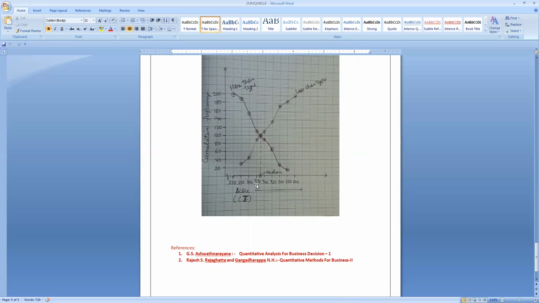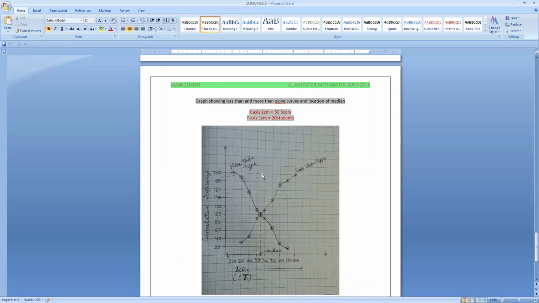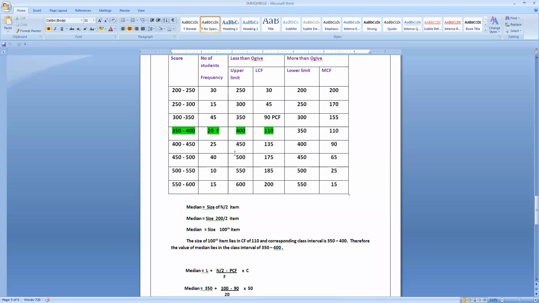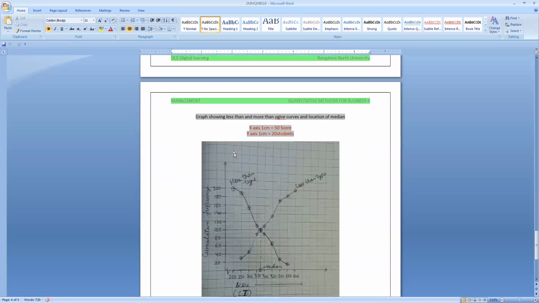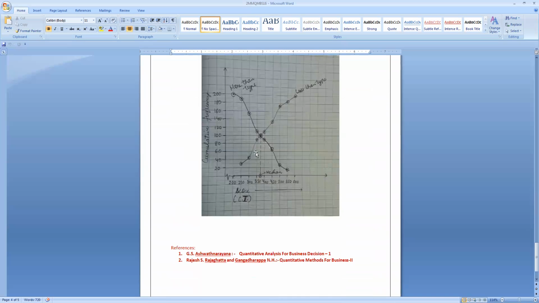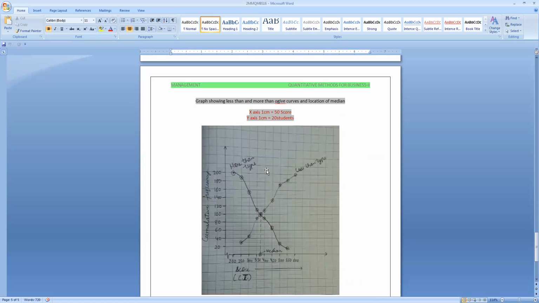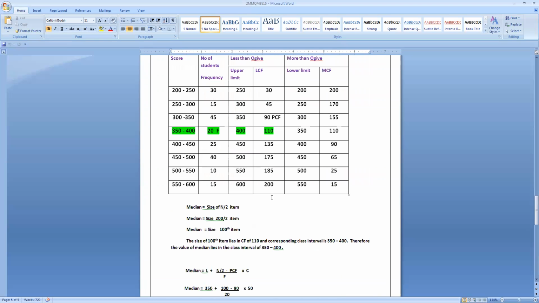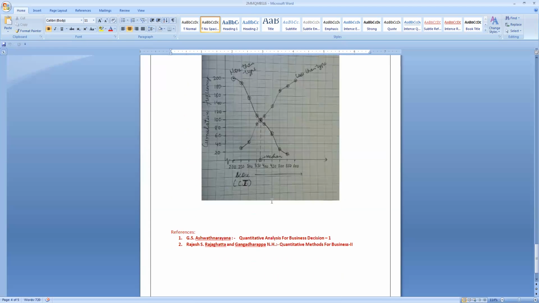So it is 45 at 300, and at 350 the CF value is 90. At 350 we have marked exactly at the center point, after 80, the fifth box is 90. Then at 400 it is 100. Then at 450 the CF value is 135. For 500 it is 175. In the same manner, whatever is given in the class intervals has to be plotted.